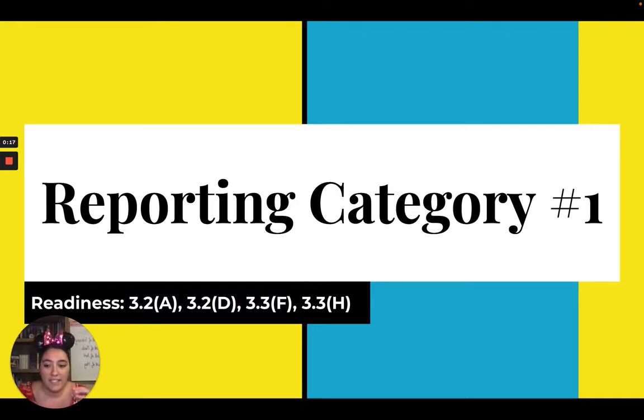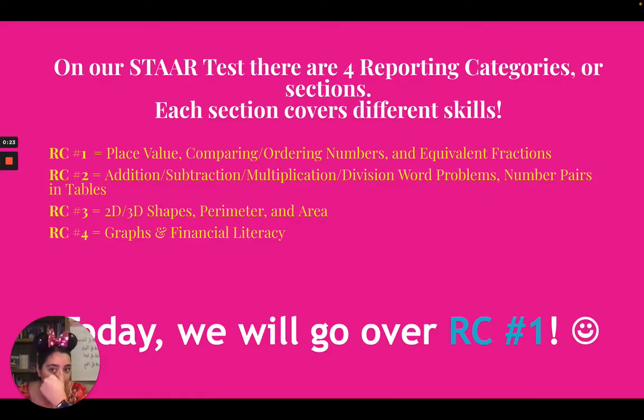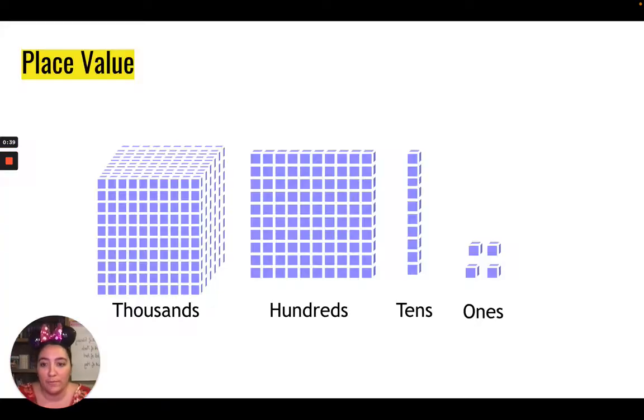Reminder that our readiness TEKs are the big skills, and the supporting TEKs are the ones that support the readiness ones. All right, so on our STAR test, there are 4 reporting categories or sections, and each section covers different skills. So reporting category number 1 is place value, comparing ordering numbers, and equivalent fractions. So today we're going over that reporting category number 1.